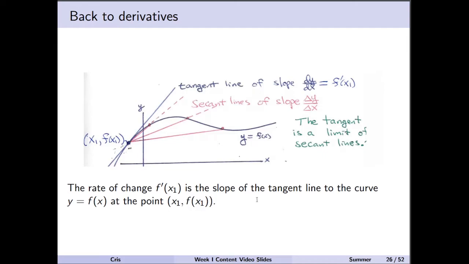Okay, so let's get back to derivatives. We're going to work out average rates of change. We're going to work out slopes of secant lines. And then we're going to take the limit of those slopes of secant lines to get the slope of the tangent line. And that's how we'll be computing derivatives. We'll be computing derivatives and we'll get the slope of the tangent line.